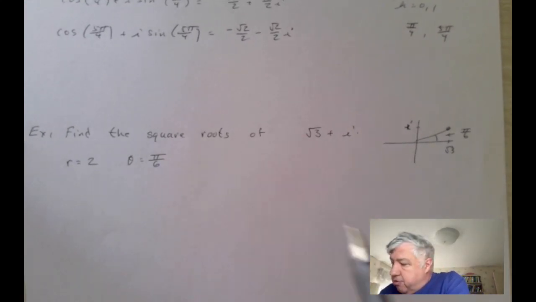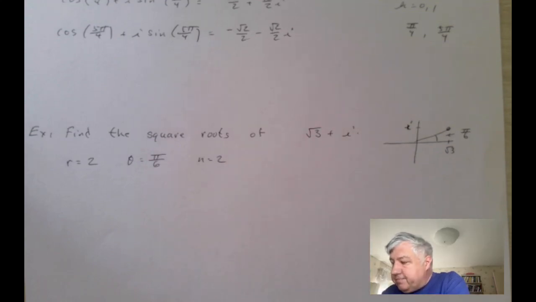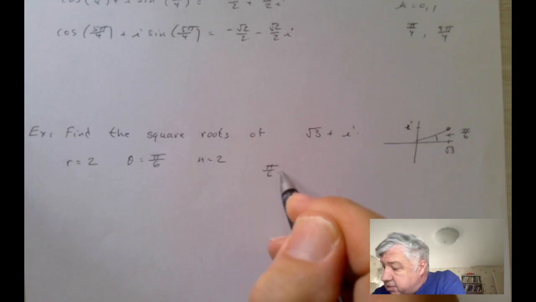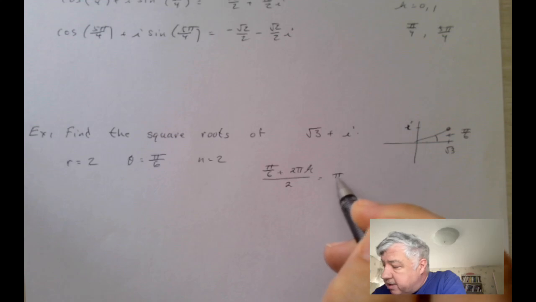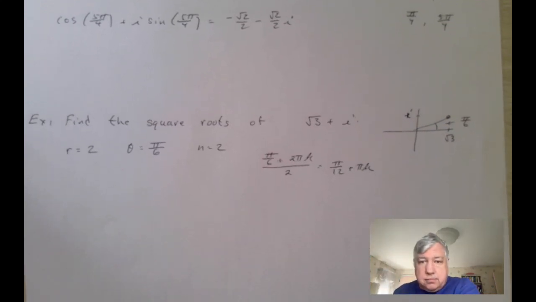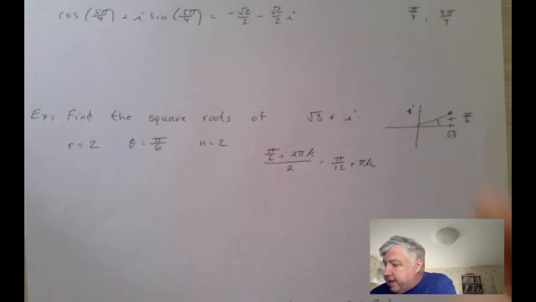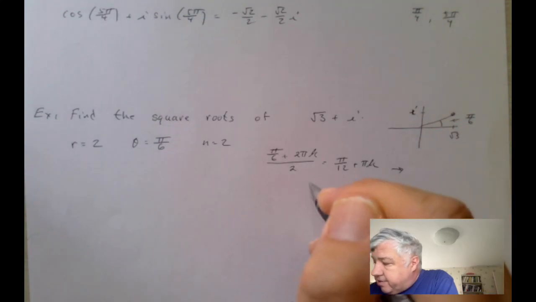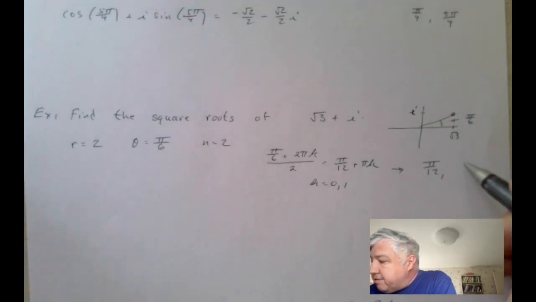Now n is 2, of course, the same as before. And if we take pi over 6 plus 2 pi k and divide that by 2, we get pi over 12 plus pi k. So that gives us k equals 0 and 1. When k equals 0, this is pi over 12, and when k equals 1, this is 13 pi over 12.